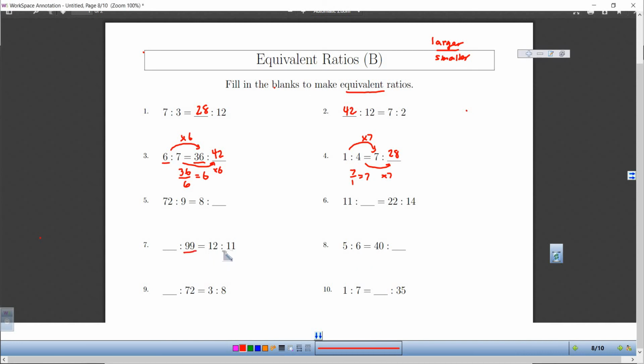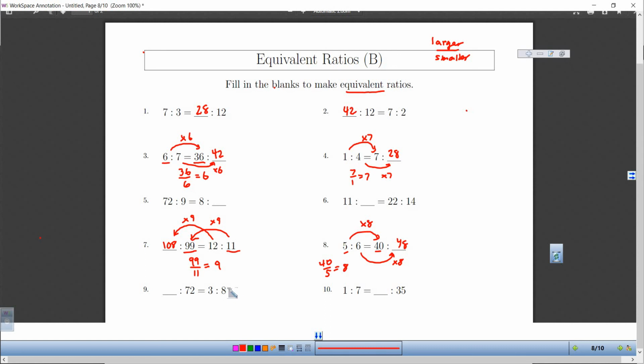So find the two that you know. I know 99 and I know 11. Take the larger, divide it by the smaller, and that will tell you what you have to multiply by, right? 11 times 9 is 99, so I'm going to do 12 times 9, and 12 times 9 is 108. Take the larger and divide it by the smaller. 40 divided by 5 is 8. That tells me that I have to multiply the first number by 8, and therefore I multiply the second number by 8. Do you see how that works?